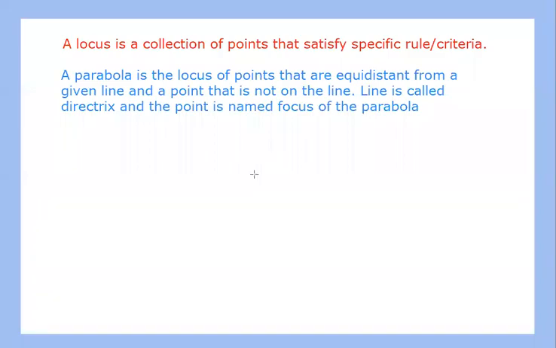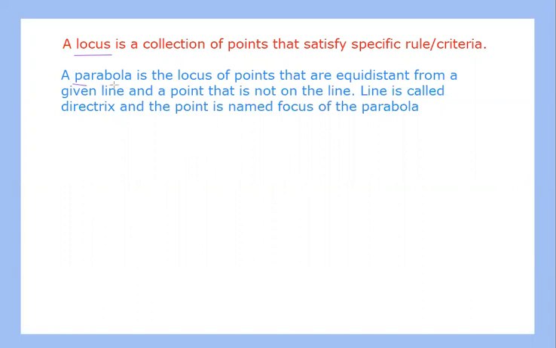Hello, everyone. In this video, I'm going to talk about the geometric definition of the parabola. But we need to have some solid understanding of some of the definitions. The first definition that I have is locus. Locus is basically a collection of points that satisfy some rules. We'll see what that means.